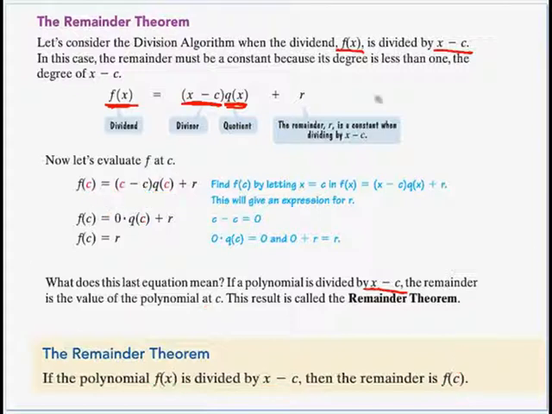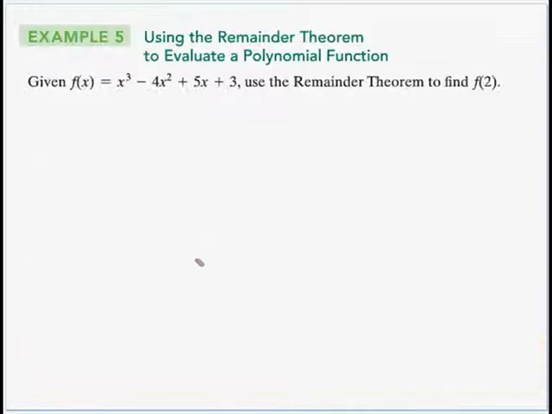If that's a little confusing, seeing it side by side in the next example should clear it all up. Example 5. Use the remainder theorem to evaluate a polynomial function. Given f of x is equal to all of this, use the remainder theorem to find f of 2. Okay, let's do that. So we are going to divide our polynomial by 2. We'll use synthetic division, of course, because it's easier. This is f of positive 2, so we're going to divide this by positive 2.